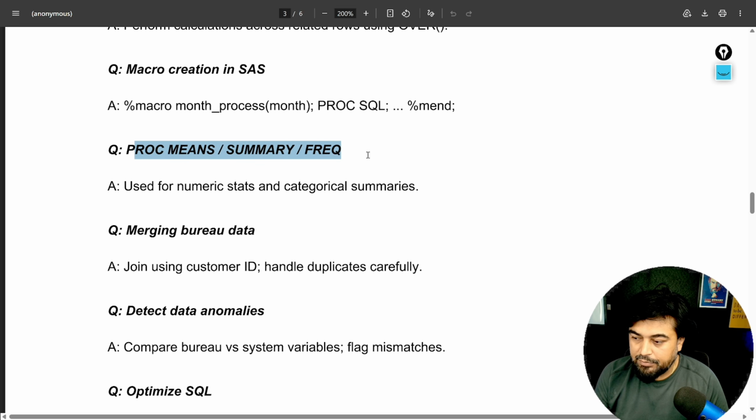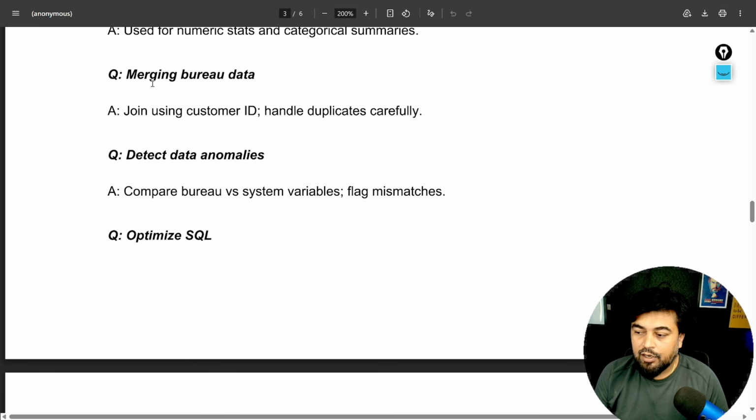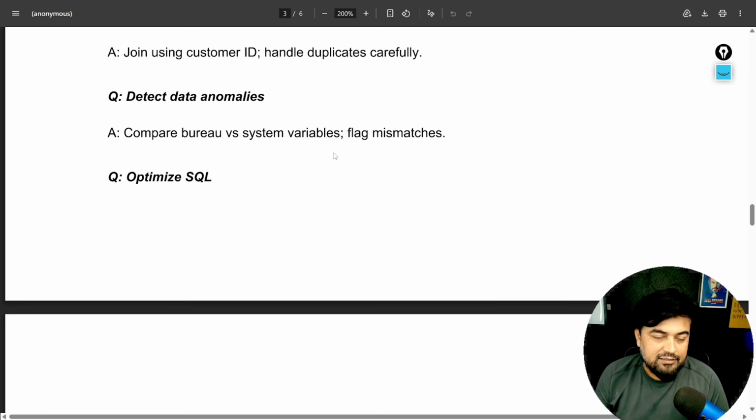Then proc means, summary, frequency are used for numeric stats and category summarization. Okay. Then how do you merge the bureau data with the bank data? Usually using a customer unique ID, which is the primary key. Okay. Then detect data anomalies, like compare bureau versus bank variables, and then we will flag the mismatches. So that will give us a fair idea about the anomalies in the data.